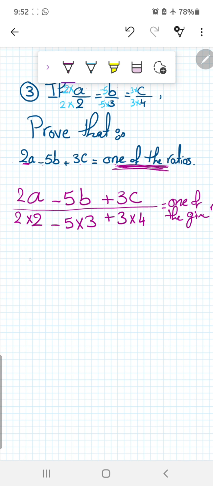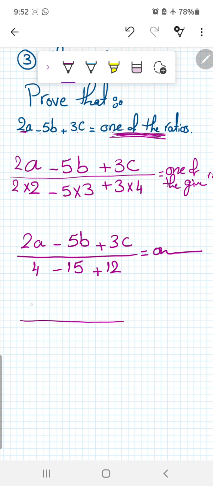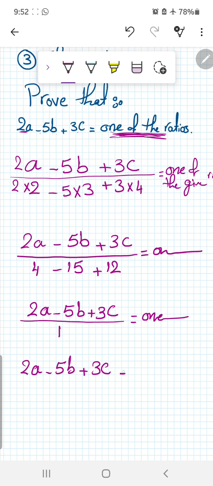Simplify. Here we have 2A minus 5B plus 3C over 4 minus 15 plus 12. All of this equals one of the given ratios. Also simplify: 2A minus 5B plus 3C over 1 equals one of the given ratios, and any number over 1 equals itself, which is what we want. So 2A minus 5B plus 3C equals one of the given ratios.